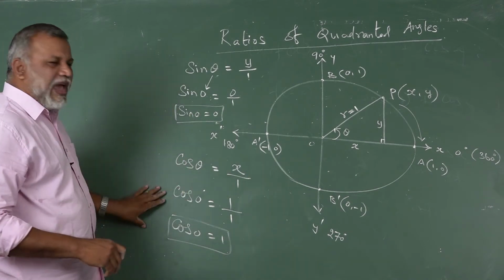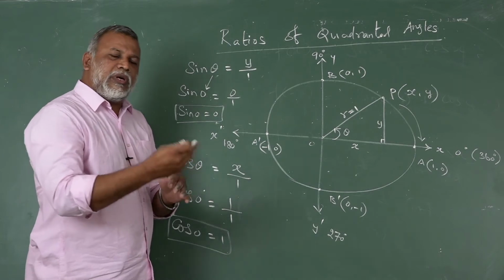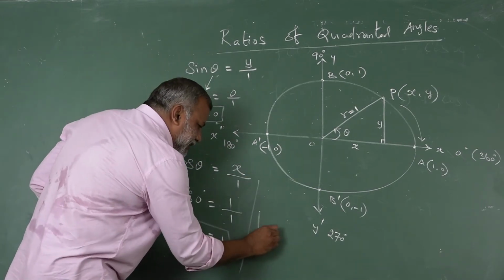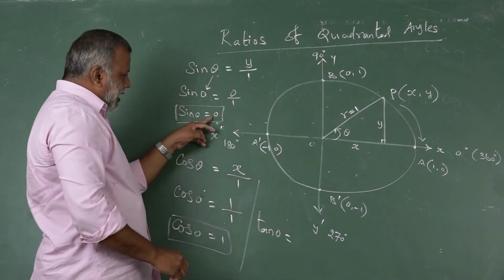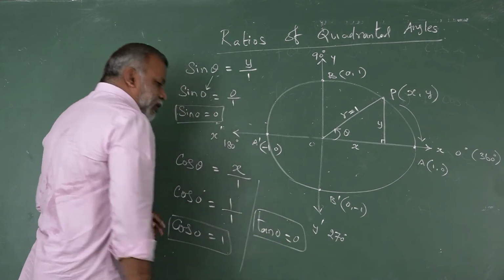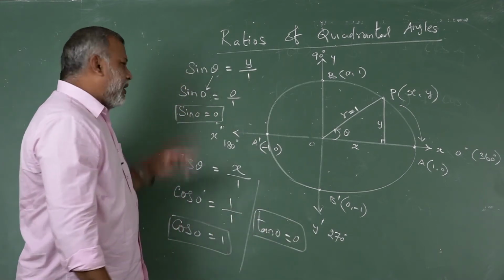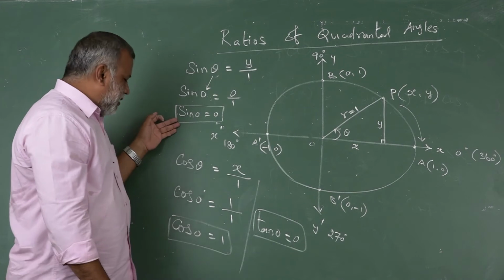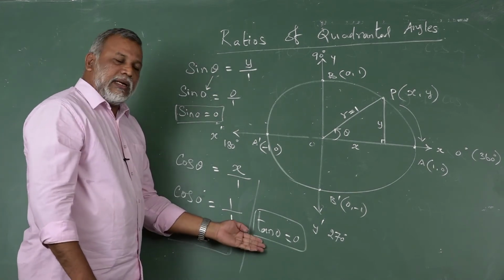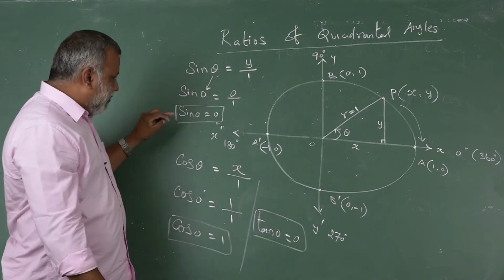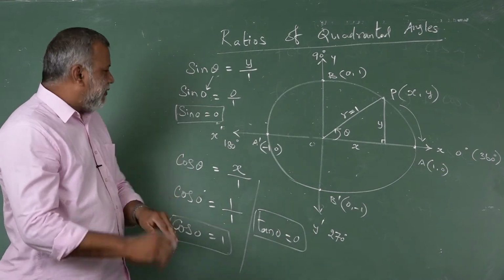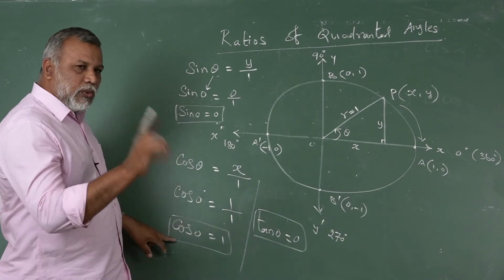If we know the two values, this is enough. We are able to derive tan by using sin by cos. See here, tan 0 equal to sin by cos, 0 by 1, 0. So we are able to produce tan 0. Then the reciprocal cosecant, the reciprocal secant, the reciprocal cot. So you can observe from this, if you are able to derive sin and cos, that is enough. Sin 0 is 0, cos 0 is 1.